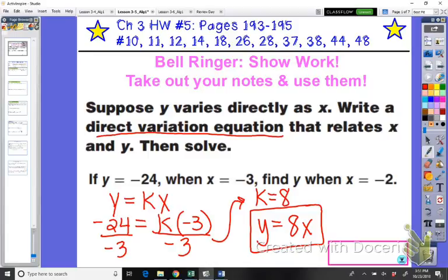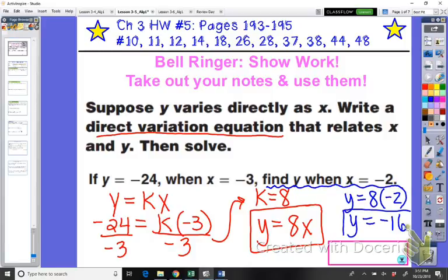And then you have to use that to find y when x is negative 2. So this is the easy part. You just replace x with negative 2 and solve. You get the y value as negative 16. So that is the second answer to the question. So y equals 8x is the equation, and the y value is negative 16.